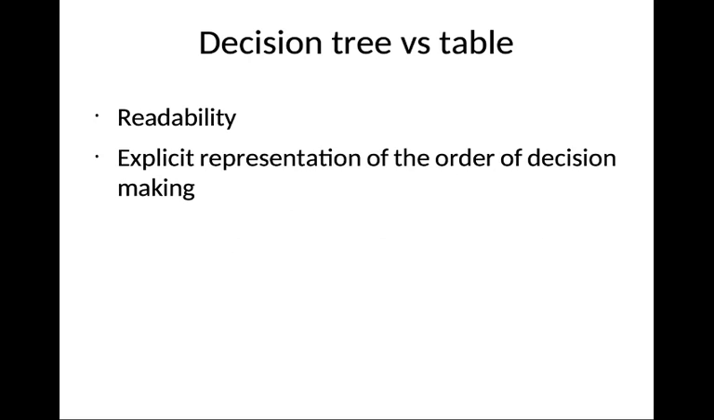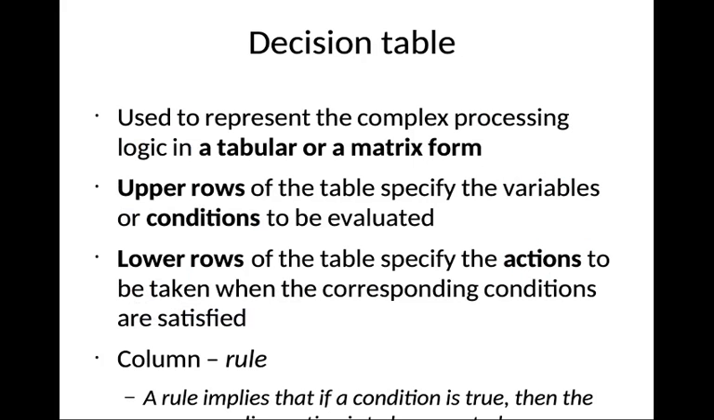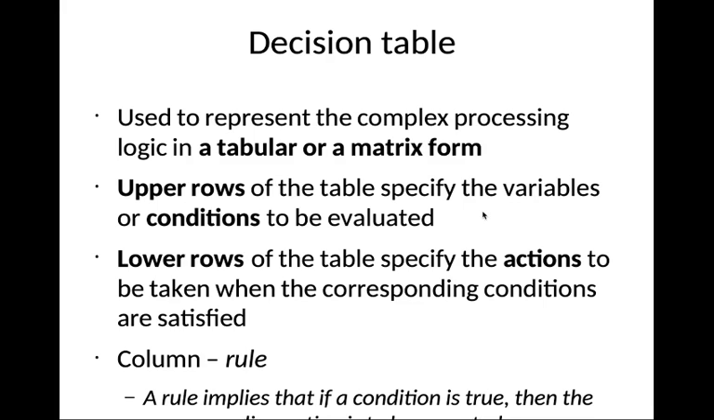Then the second thing that should be considered is explicit representation of the order of decision making. In the case of decision tree, we know the order of processing, how the order should be. If you consider this decision tree, we know what is the order. This is the first step, this is second step, this is third step. This is the first, this is second, this is third step. So we know the order in the case of decision tree.